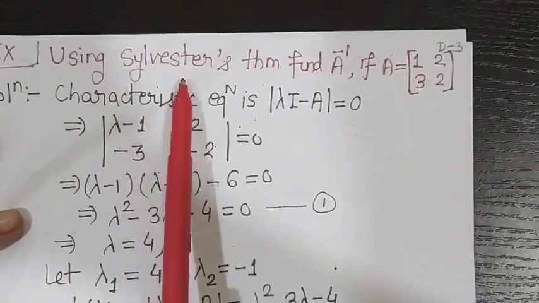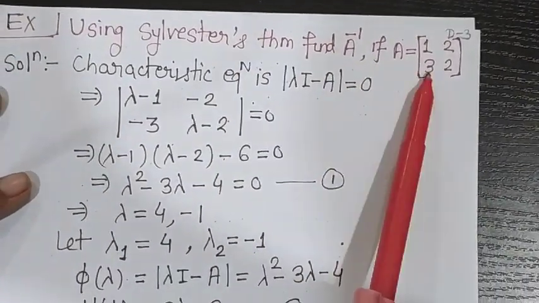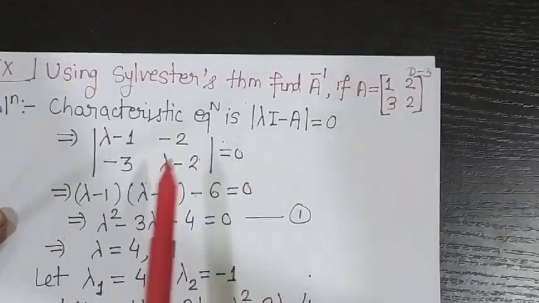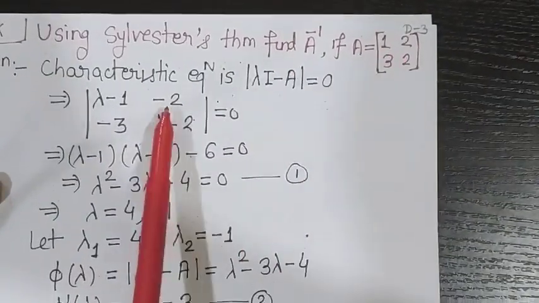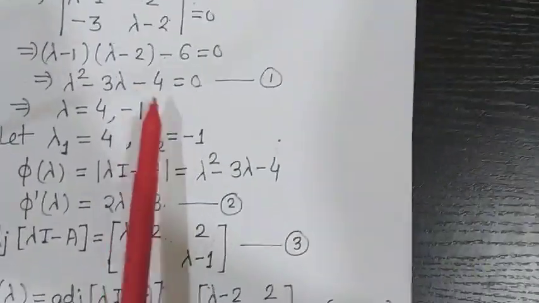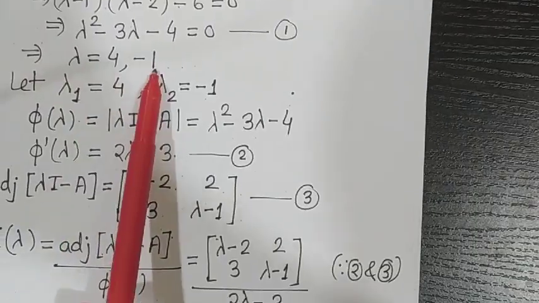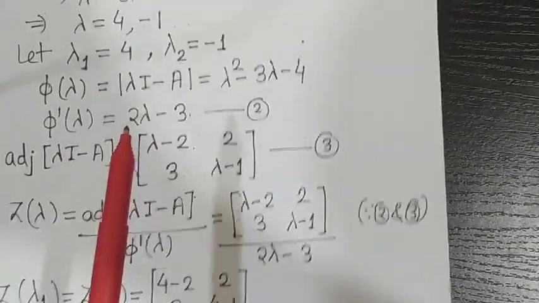Let us take another example, that is using Sylvester theorem. Find A inverse if A is 1, 2, 3, 2. So we'll start with the characteristic equation. From lambda subtract the diagonal element and change the sign of the remaining ones. Simplify. Find out the values of lambda, which are the eigenvalues. Both are distinct. Sylvester theorem is applicable.